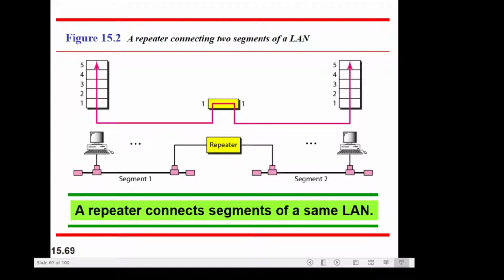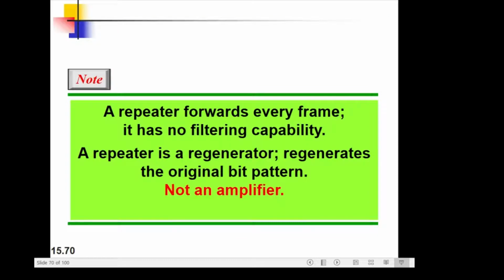So a repeater can extend the physical length of a LAN. For example, here we have segment 1 and segment 2, connected using the repeater. When the signal from this computer travels to this computer, at this side it will refresh or regenerate the original bit pattern of the signal. A repeater forwards every frame and it has no filtering capability.